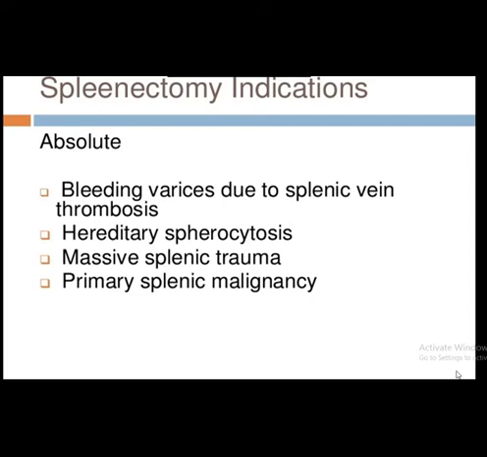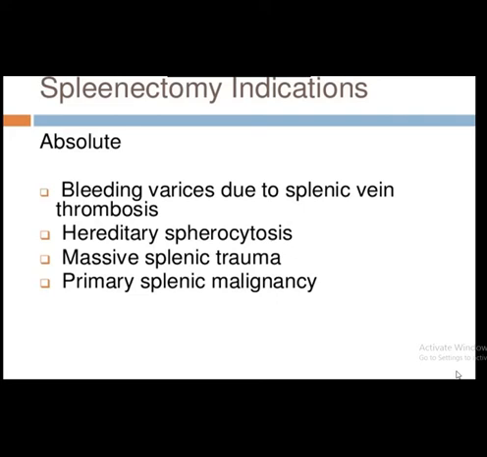spherocytosis or ITPs or splenic malignancies or bleeding varices, because very rarely are patients referred to us from the medical units, where they think that after all the medication the patient is not responding, so they send those patients to us for a splenectomy. But as a surgical emergency, the most important absolute indication of splenectomy is a massive splenic trauma, and we know how the patient will present.